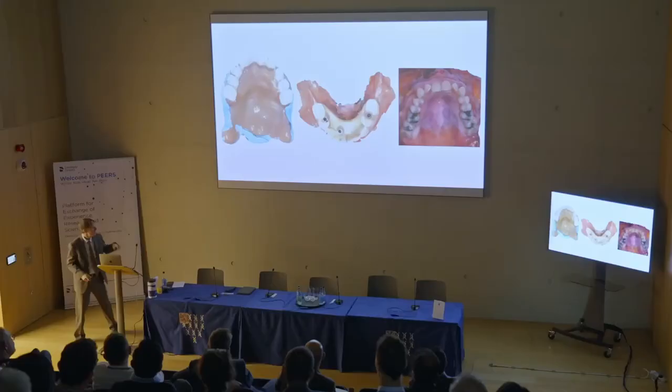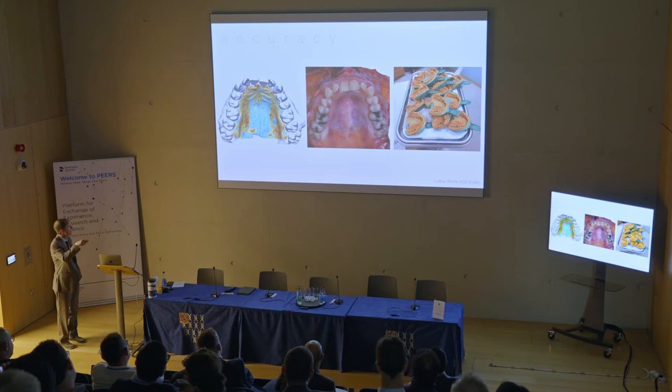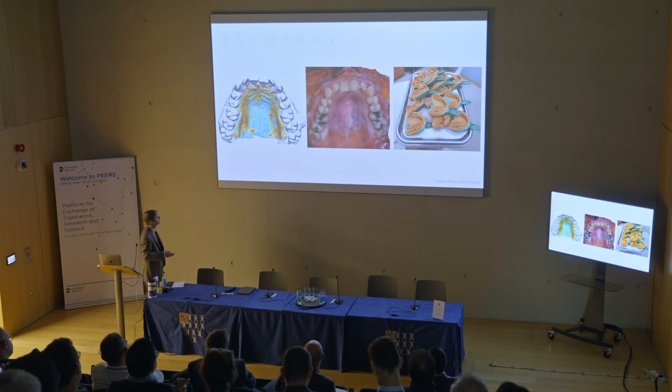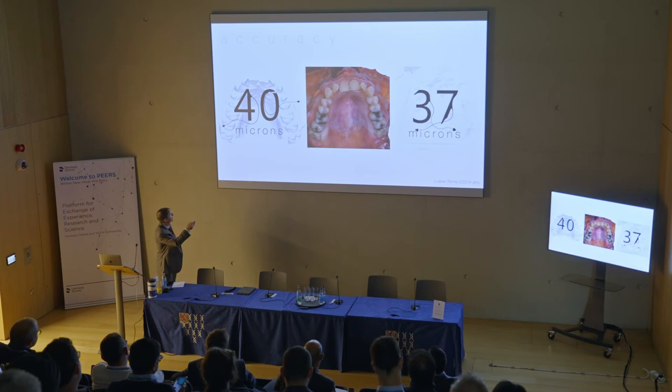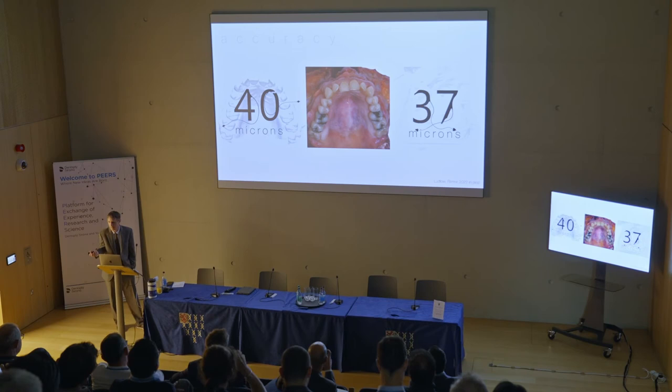But when we scan this, in our latest study, which we're just prepping right now, we scanned it with all of our different scanners, then we also took 100 million impressions of it as well. When you look at conventional impressions versus scans, in real-life situations, we got 40 microns of cross-arch accuracy with scans, and 37 microns for the actual conventional way of doing things. Okay, we're within 3 microns of difference between the two. That's nothing, okay?